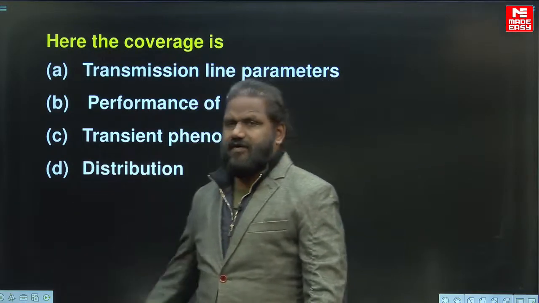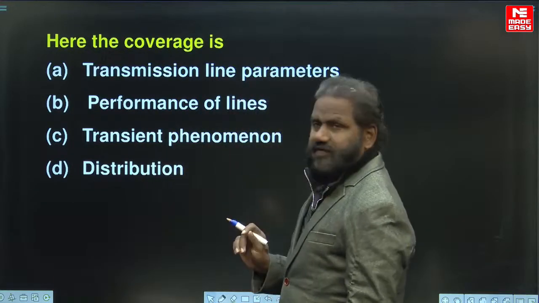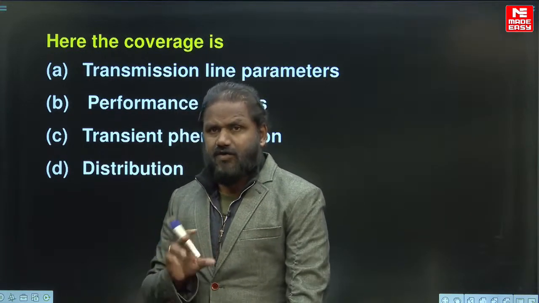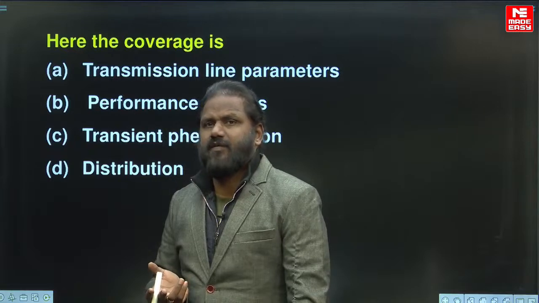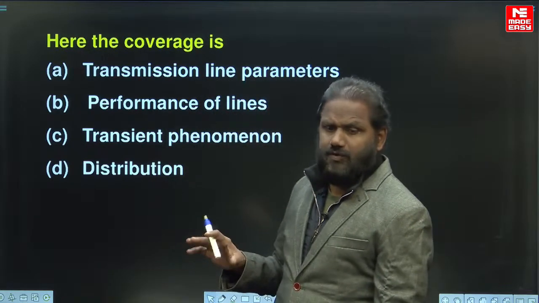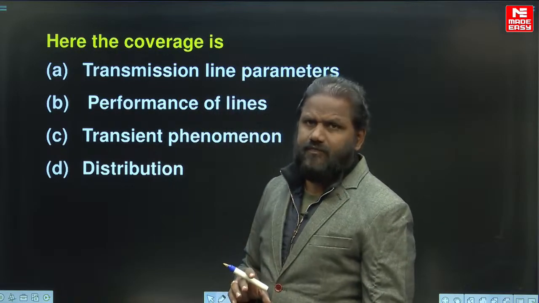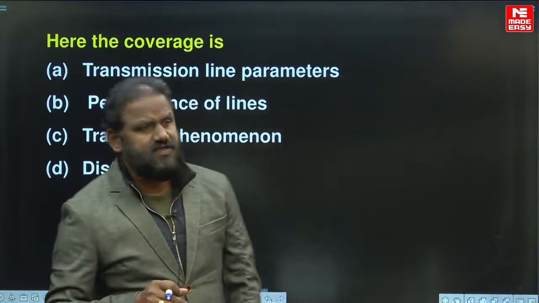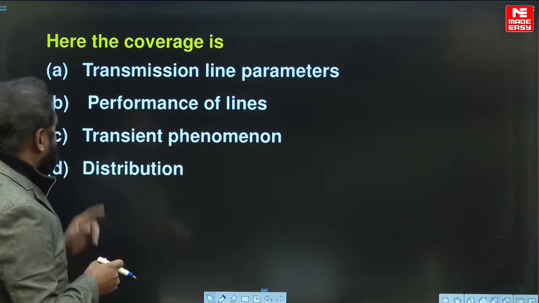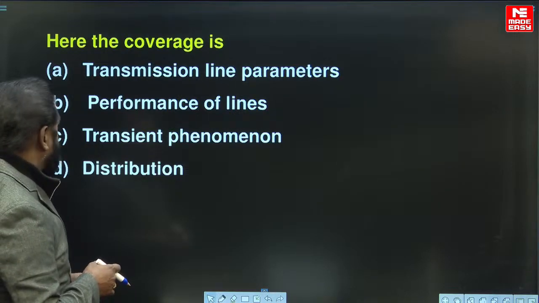I have not given serial numbers 1, 2, 3 and 4 like that, but I have given the questions topic-wise. The reason is that in every topic a certain data type is there, and by making use of the data type, you can see what kind of questions can be framed and what kind of logical conclusions you could make. That is very user friendly and convenient to you, so I made it in this direction. The coverage is transmission line parameters, performance of lines, transient phenomena, and distribution.